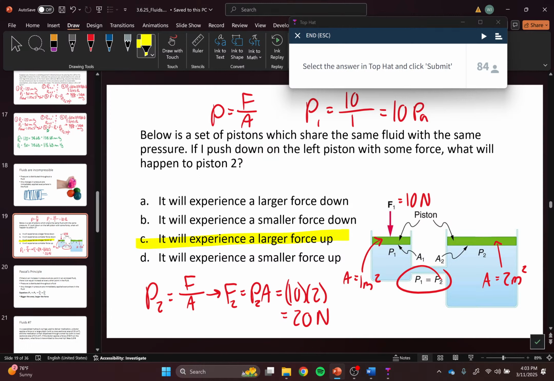Now, it's not free energy because of the distance. Let's take this example. This is twice the area. For every 1 meter the small piston goes down, the other one will go up half a meter. So the work is still the same. Work equals force times distance. So the force is double, the distance is half.